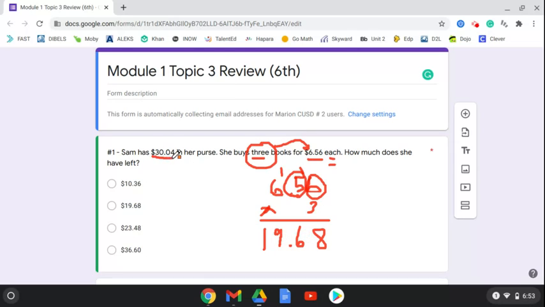So if she has $30.04 in her purse, you need to do $30.04 minus $19.68. Okay, so you're subtracting decimals. So in your answer, your decimal will be brought directly down, and you're going to subtract as normal to figure out how much she has left. So you go ahead and finish that one.